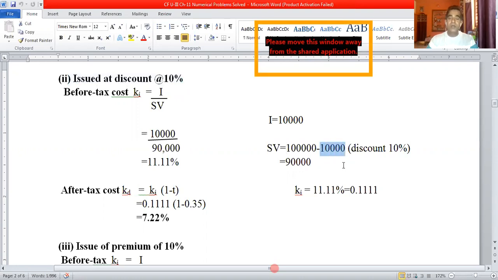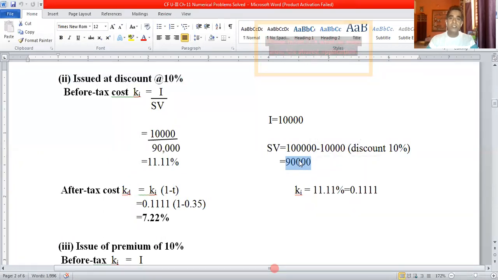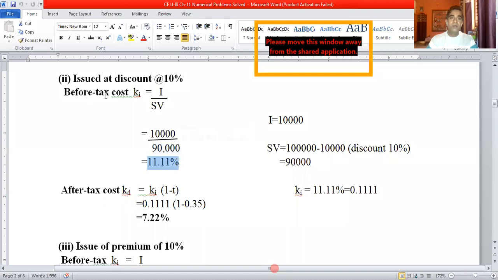So how much money is the company actually going to get? 1 lakh minus the 10,000 rupee discounted amount. So the net cash inflow into the company, or the capital coming into the company, is only 90,000 rupees. So SV is 90,000 rupees. I divided by SV, 10,000 divided by 90,000, is equal to 11.11%, the before-tax cost of debt when the debt is issued at 10% discount.